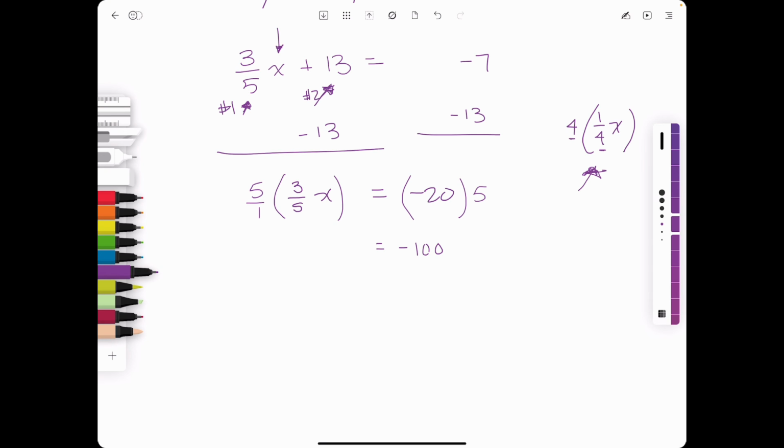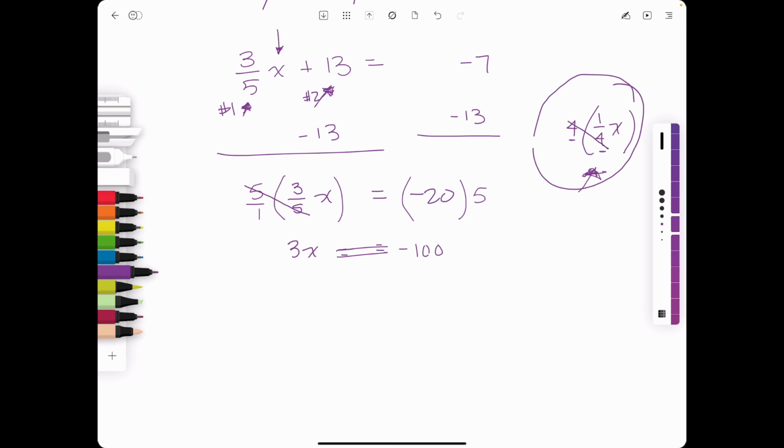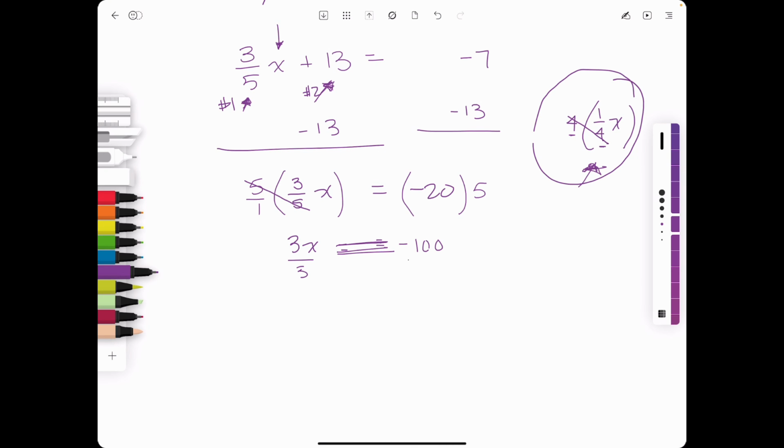That's my sarcasm. Okay, but the other side, what happens with those? It's just 3x, right? Like here in the 4th example, those 4's cancel out. These 5's cancel out to leave you with just 3x equals negative 100. Now you would just need to do what? Divide by 3. So I just have x equals negative 100 over 3.